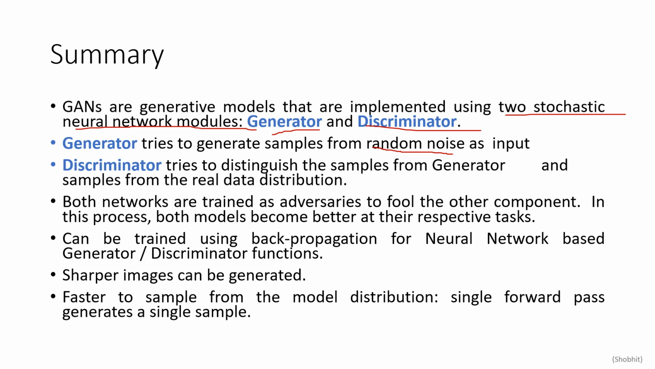We already saw a small example of backpropagation for a neural network based generator and discriminator function, and sharper images can be generated. It is faster to sample from the model distribution. Here in a single pass we can generate a sample. We do not require multiple passes to generate a single sample. We require only a single pass.